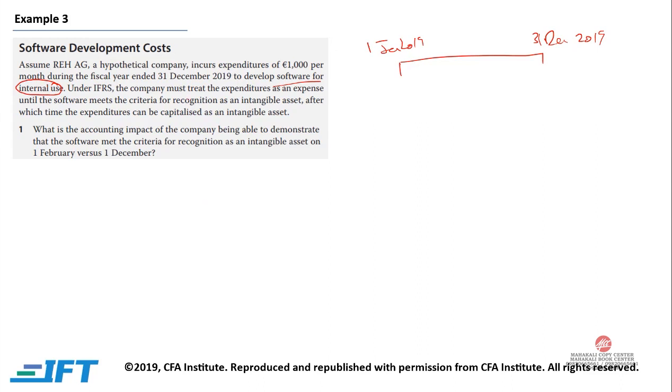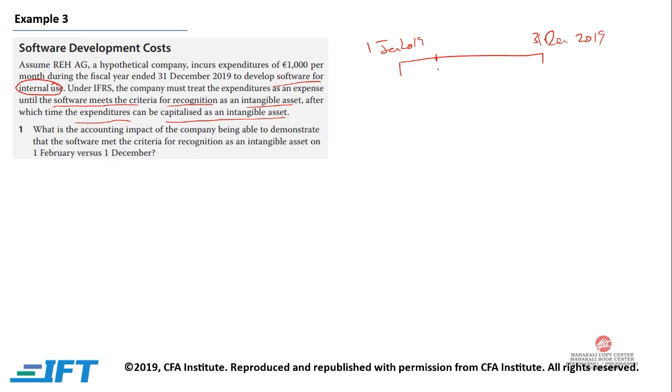Under IFRS, the company must treat the expenditure as an expense until the software meets the criteria for recognition as an intangible asset, after which time the expenditure can be capitalized as an intangible asset. So if certain criteria is met, then we can capitalize, until it is not met, we would have to expense it. What is the accounting impact of the company being able to demonstrate that the software met the criteria for recognition as an intangible asset on 1st Feb versus 1st December?